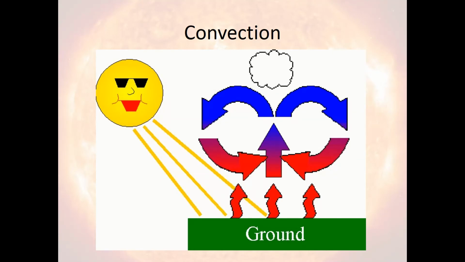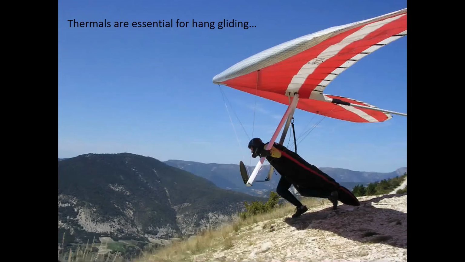Now, if there's any moisture in this hot air as it rises, that moisture might condense and create clouds. The way that it works, and we'll talk about it in a moment, is as air rises, it expands.